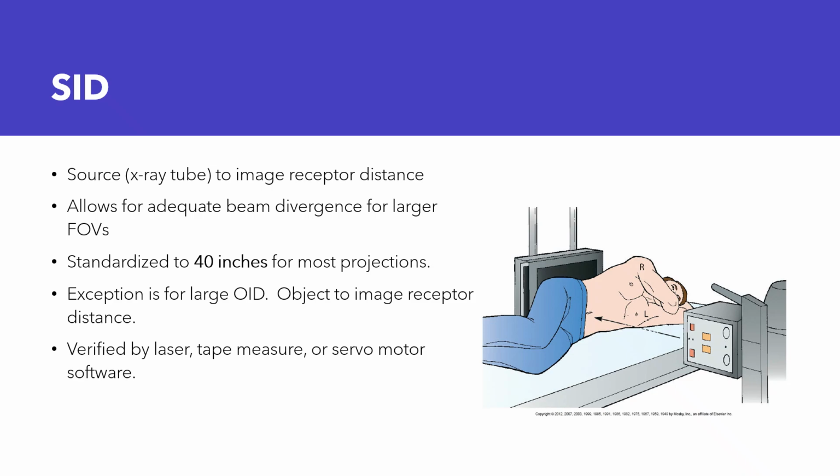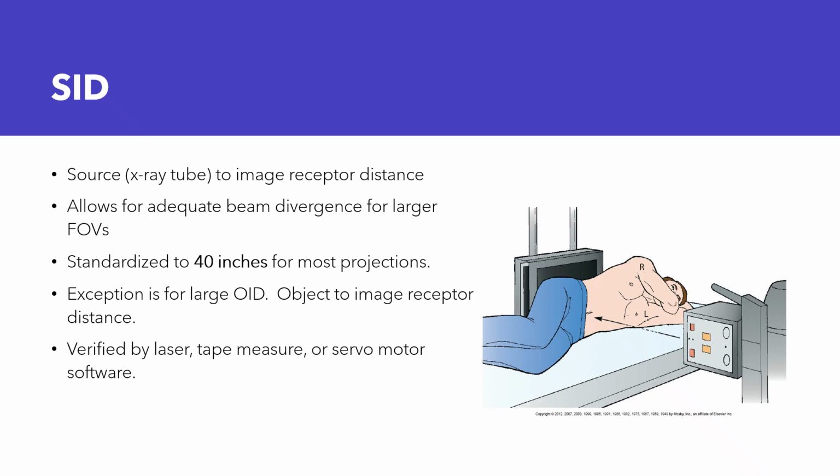Okay? Now, how do we know we're at 40 inches between the image receptor and the X-ray machine? Well, it depends on when your X-ray machine was built. In the modern era, we have laser rangefinders on some of the fancier machines. The servo motor software basically tracks the position of both the image receptor and the X-ray tube in the machine and can just spit that out. It knows exactly when it's 40 inches. It will actually put itself in position at 40 inches to the image receptor if you set it up correctly.